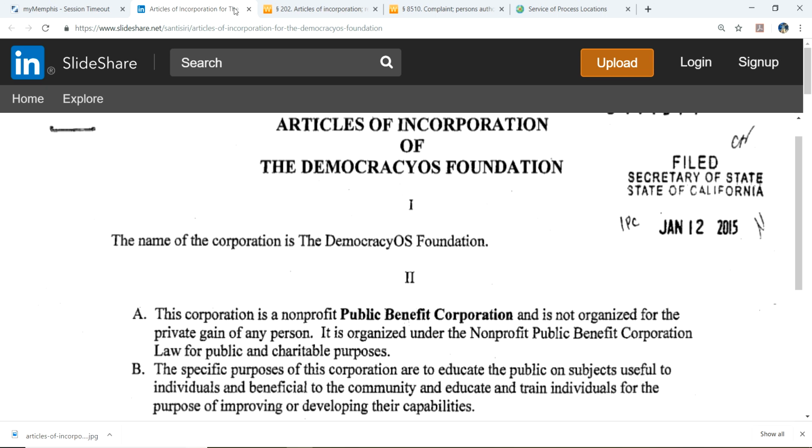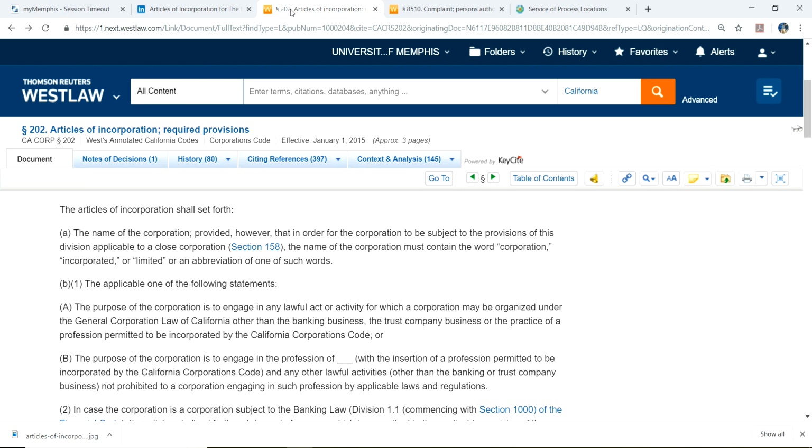So clearly, let's go back real quick. We see that they've included the name of the corporation on the articles, and they've outlined the purpose of the corporation, that is lawful to act, and the purpose of the corporation to engage in a specific profession, which it sounds like is a trade school, essentially. So they're training individuals to engage in some type of meaningful act or employment, or find gainful employment based off of their training.